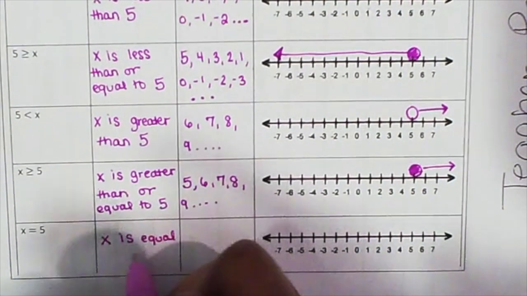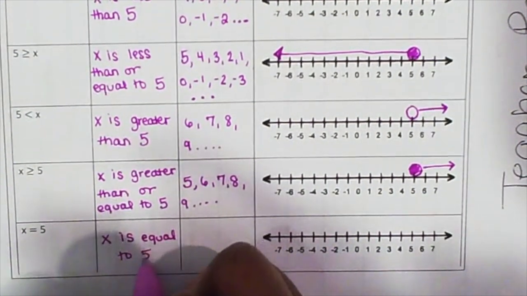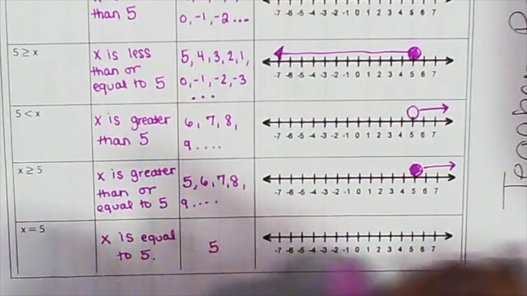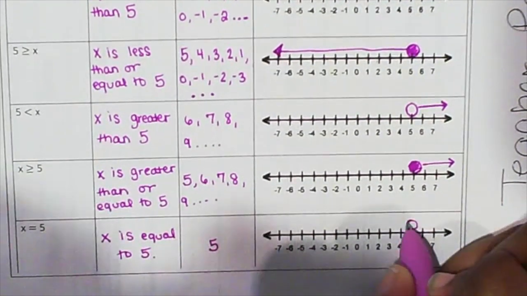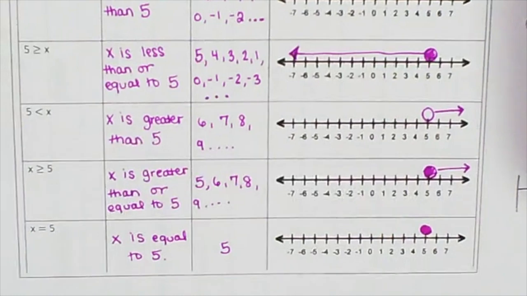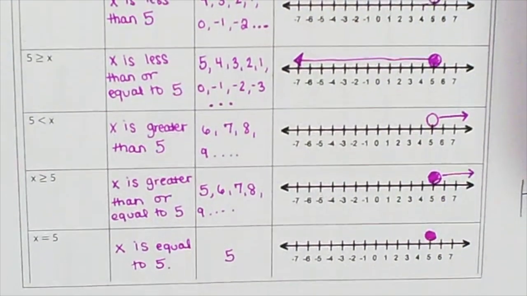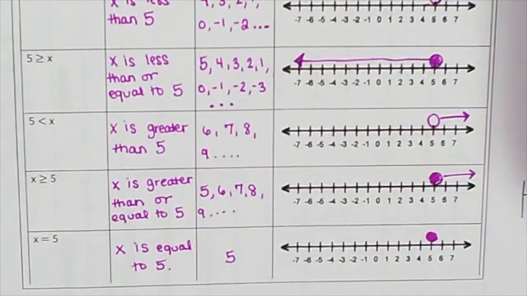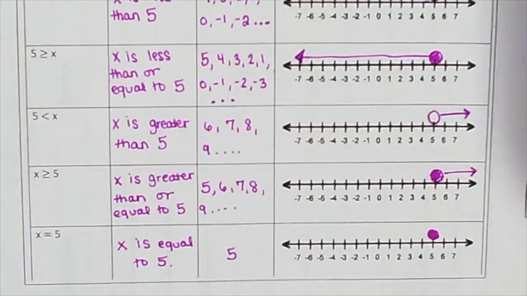And for our last one, we have an equal sign, so x is equal to 5. The only number I can include in that solution set is 5, and I will have a closed circle on 5. No arrows pointing in either direction because the answer to this cannot be any other number but 5.